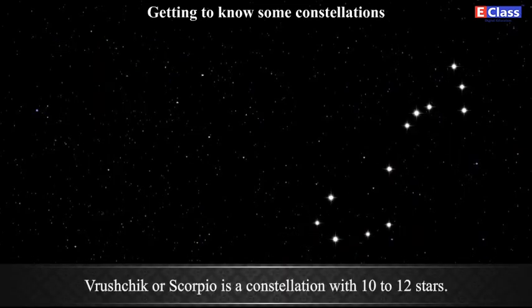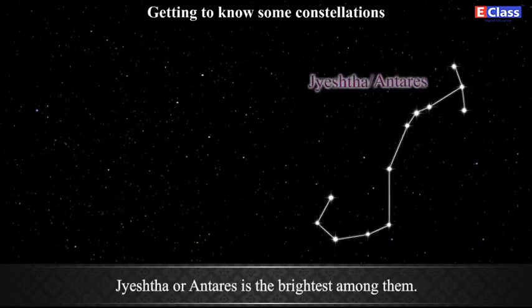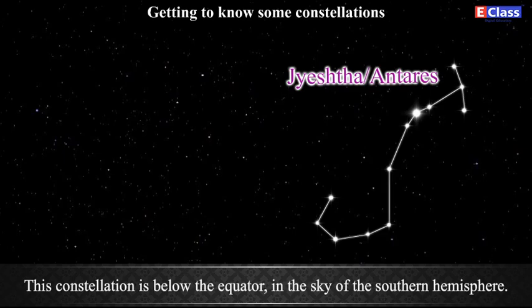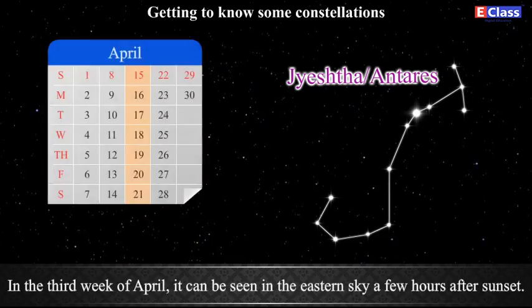4. Vrishik or Scorpio is a constellation with 10 to 12 stars. Jyesht or Antares is the brightest among them. This constellation is below the equator in the sky of the southern hemisphere. In the third week of April, it can be seen in the eastern sky a few hours after sunset.